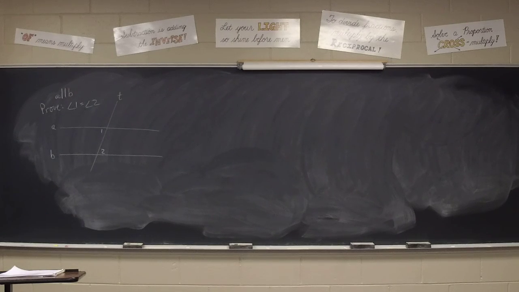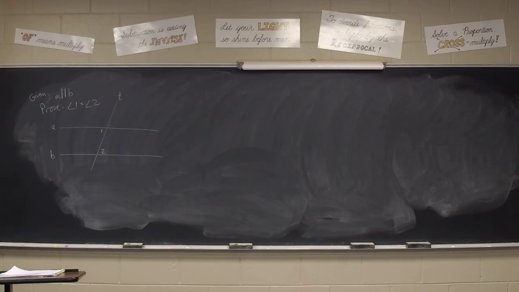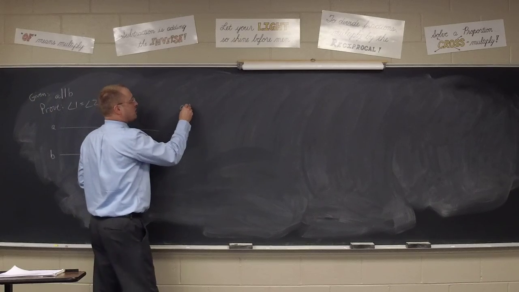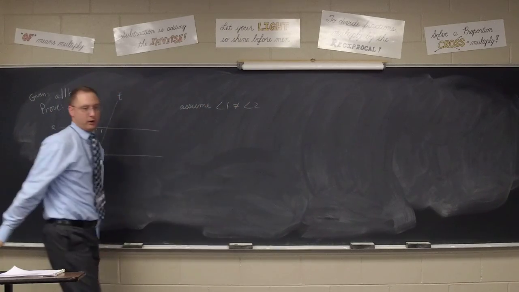If I went indirect, what would I start out by assuming, Dylan? That A is not parallel. Well, we're given A and B are parallel. We're trying to prove that angles 1 and 2 are equal. So let's just assume for a minute, you don't have to copy this down, that angle 1 doesn't equal angle 2.